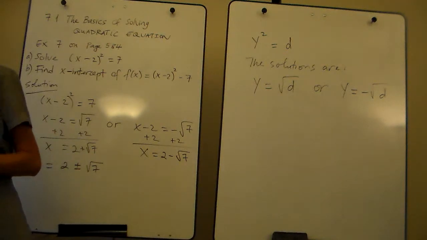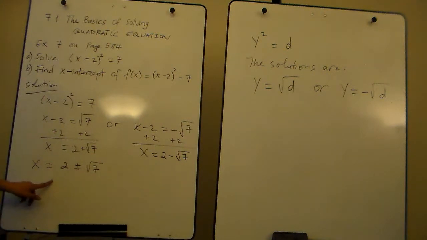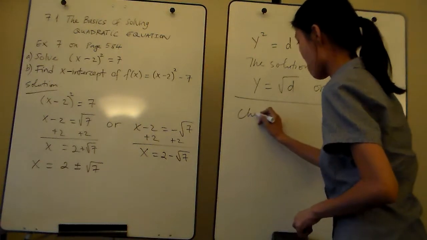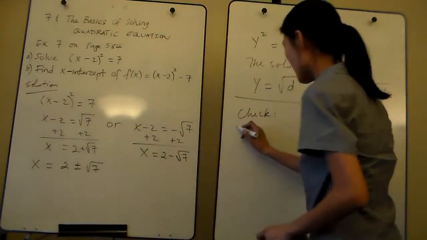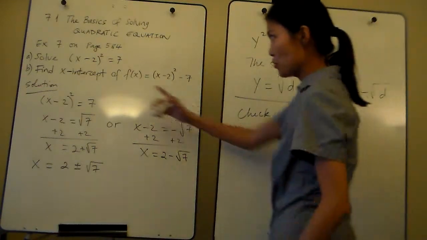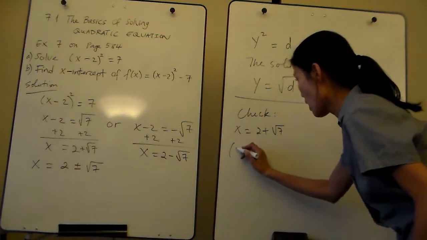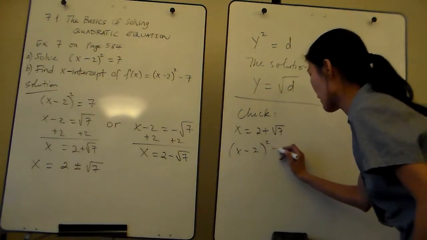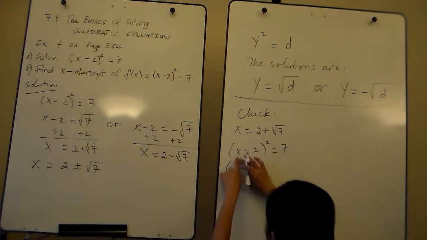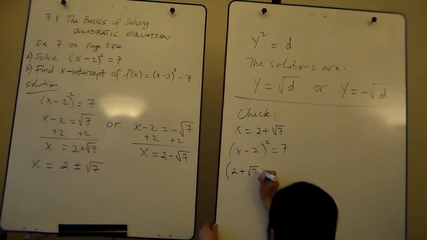If you want to check, you can check it by substituting each x into here. Simplify, square it, and you should get the same values. Let's check it and see how it looks. Checks. So the first one is x equal to 2 plus square root of 7. I'm going to plug this x into the original equation, (x minus 2) squared equal to 7. So this x is 2 plus square root of 7, so plug this into the x.